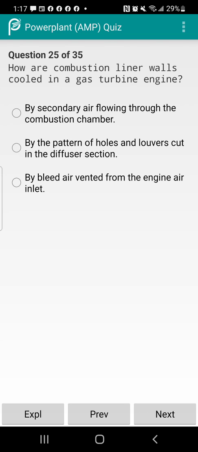How are combustion liner walls cooled in a gas turbine engine? By secondary airflow through the combustion chamber.